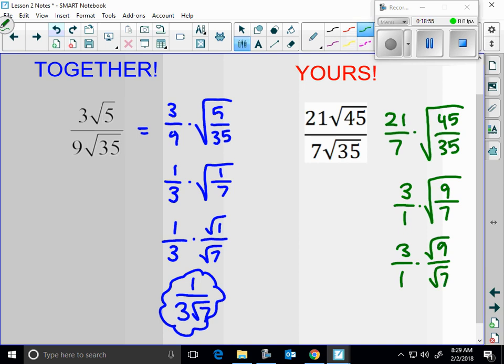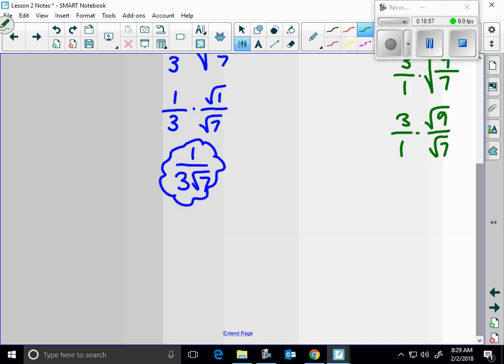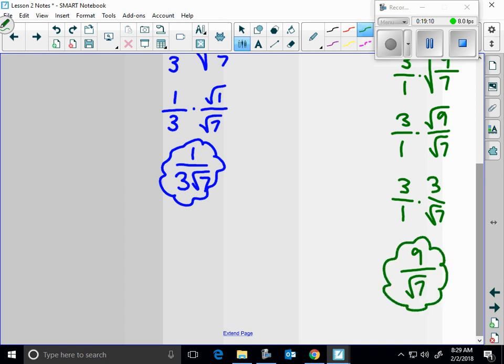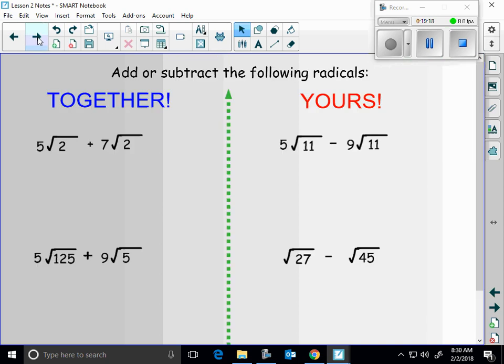Ooh, I can reduce the square root of 9. The square root of 9 is 3. The square root of 7 is irreducible. So my answer is 9 over square root of 7. Done. Pretty easy, right? There's just a lot going on. Let's see if there's anything else. I think we might be done.